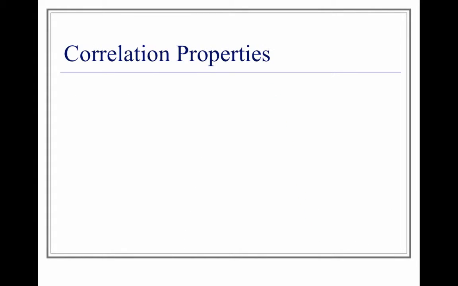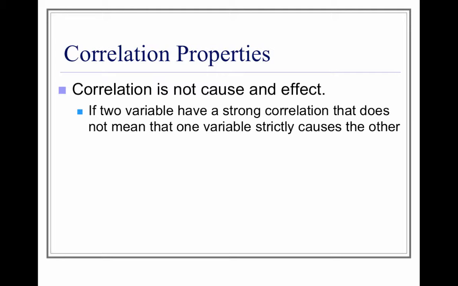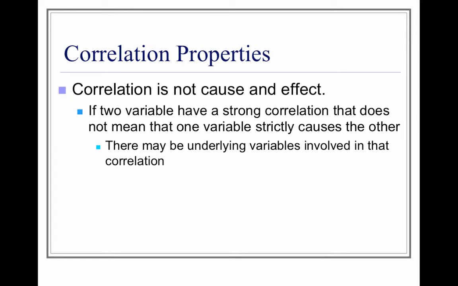Correlation properties. The biggest property is that correlation is not cause and effect. I want you to repeat after me. Talk to your laptop, your computer, your iPad, whatever you're using, and say, correlation is not causation. Say it again. Correlation is not causation. Just because two variables have a relationship does not mean that one variable causes the other. There are often underlying variables involved in that correlation.